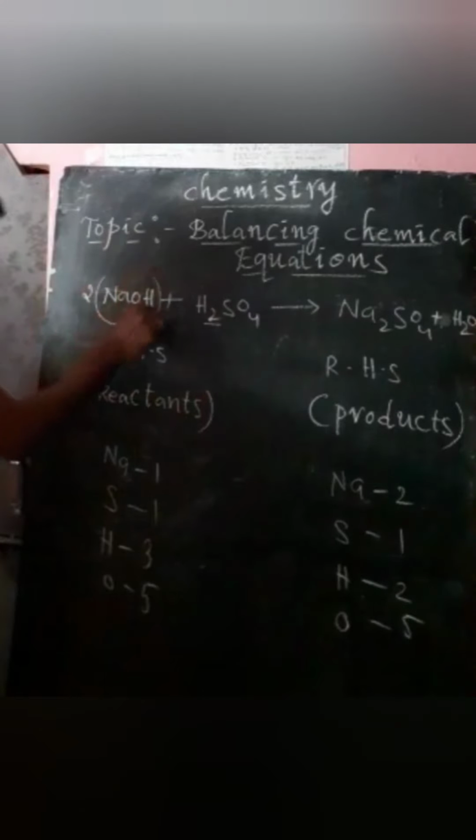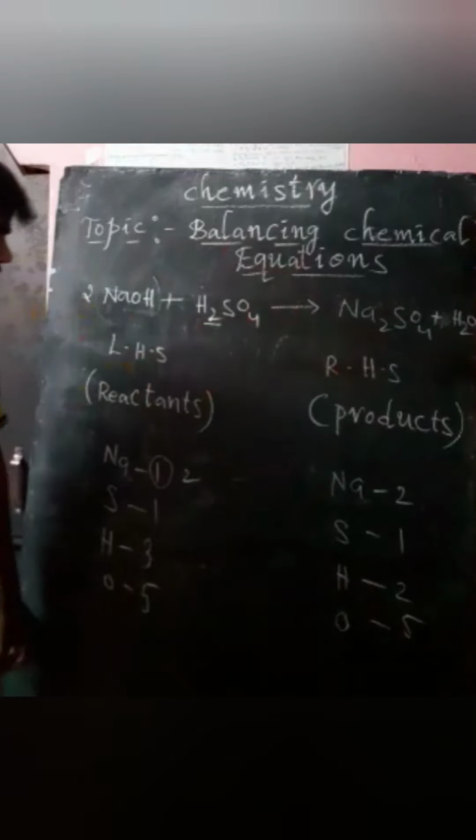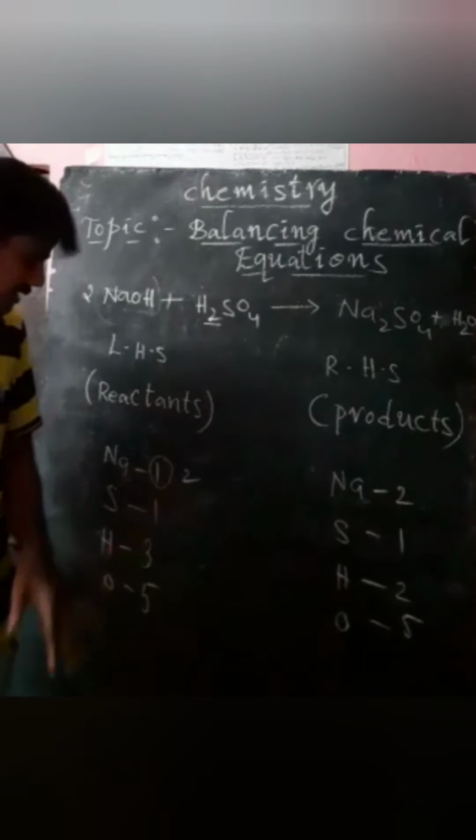Here 2 belongs to the total formula, meaning 2 Na atoms, 2 oxygen atoms, 2 hydrogen atoms. Like that we have to see. No need to keep the bracket, but for better understanding I just put it. Next, now the sodium atoms are equal. The number of atoms on both sides is equal. Next, the sulfur atoms: here 1 sulfur, here also 1 sulfur. So the number of sulfur atoms on both sides is equal.